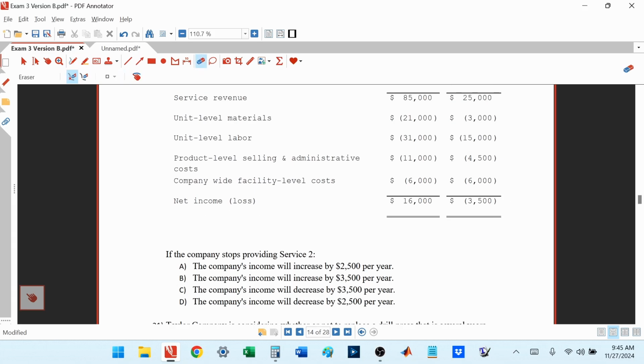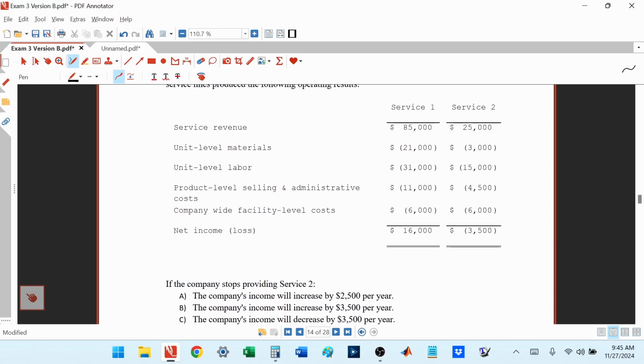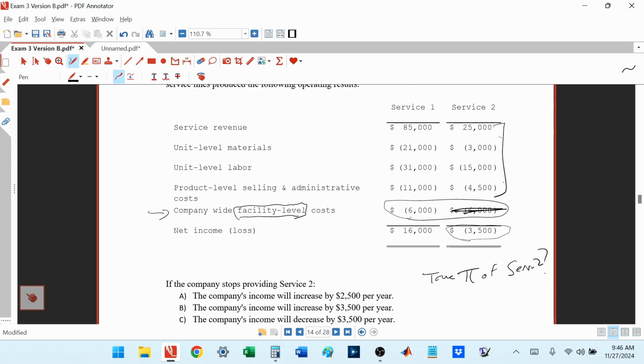But if we look more carefully, what is the true income of Service 2? It's not negative 3,500, because this particular line item right here says facility level costs. This $12,000, we've allocated half of it to Service 1 and half of it to Service 2, and made it seem like if we get rid of Service 1 and 2, then we get rid of this $12,000. Or if we get rid of Service 2, we get rid of $6,000 of it. But that's not true because it's a facility level cost, which means we have that cost regardless. So that's not relevant. So really, all these other things are relevant though for Service 2.